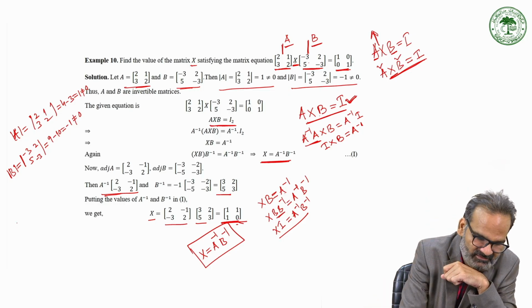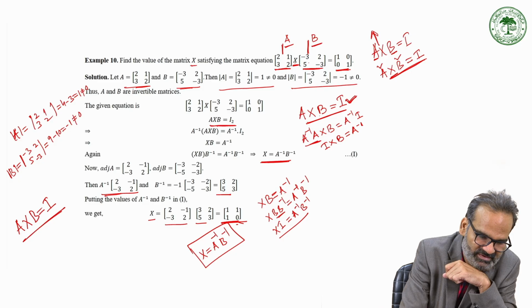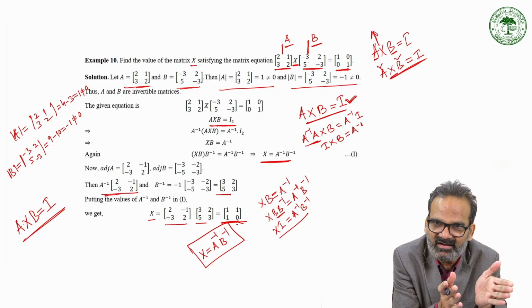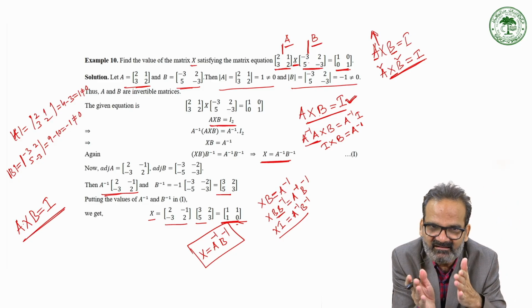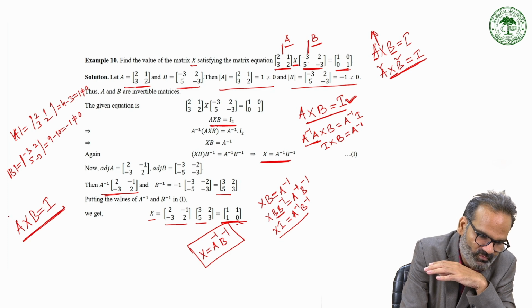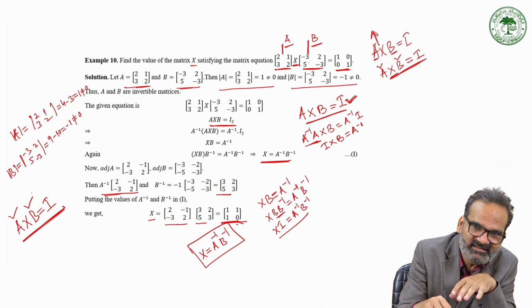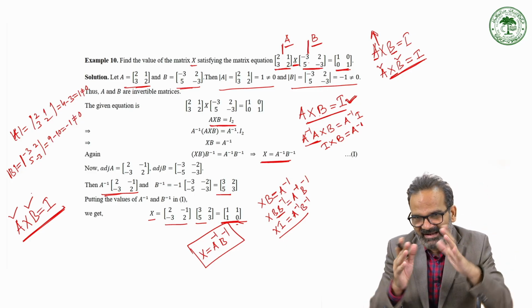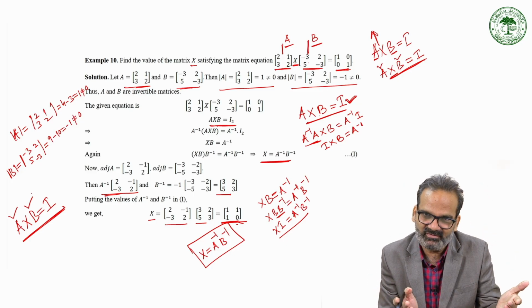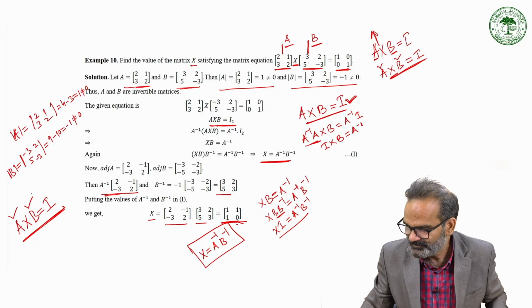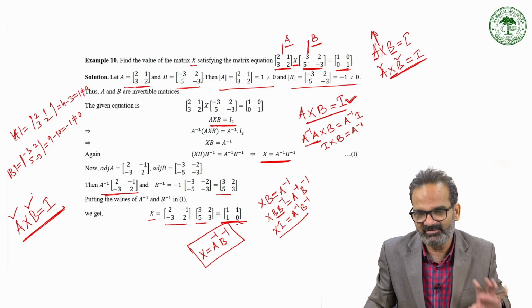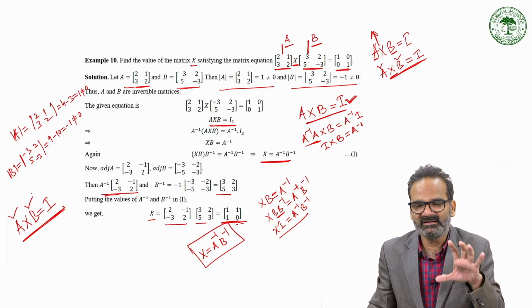Clear? Let me say it once more. AXB is equal to I. How do we do it? A is lying at the left of X. B is lying at the right of X. So to remove A, we will multiply this equation by A inverse from its left. And to remove B, we will multiply the given equation by B inverse from the right. So whatever matrix we want to remove, we will multiply from that side. That is why the concept of the inverse plays a very important role in solving matrix equations.